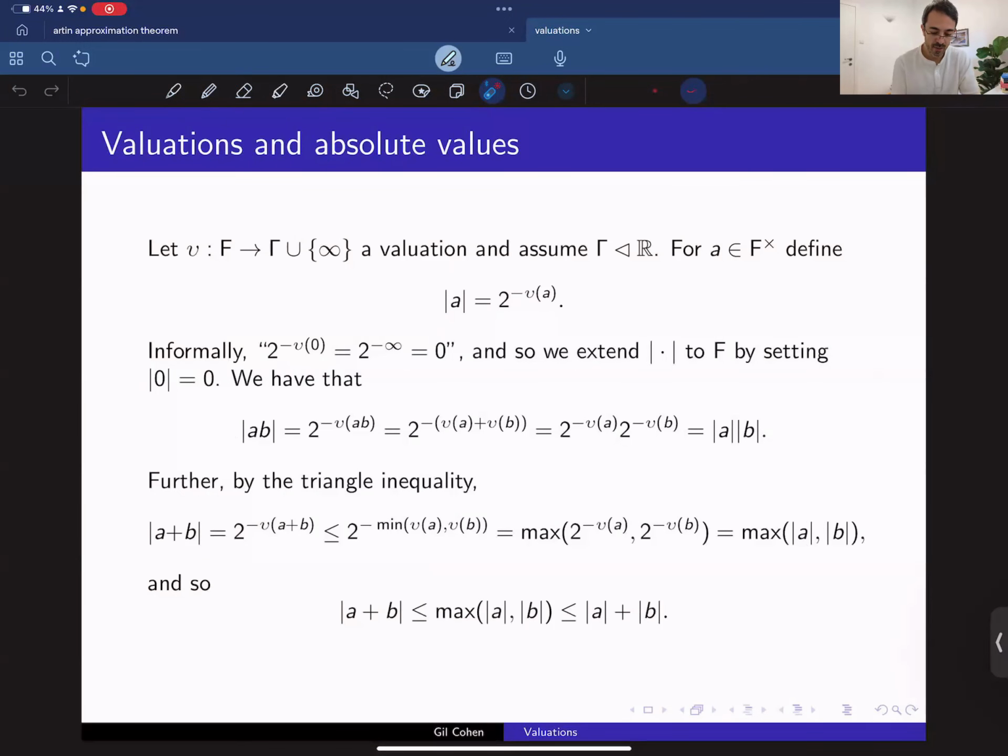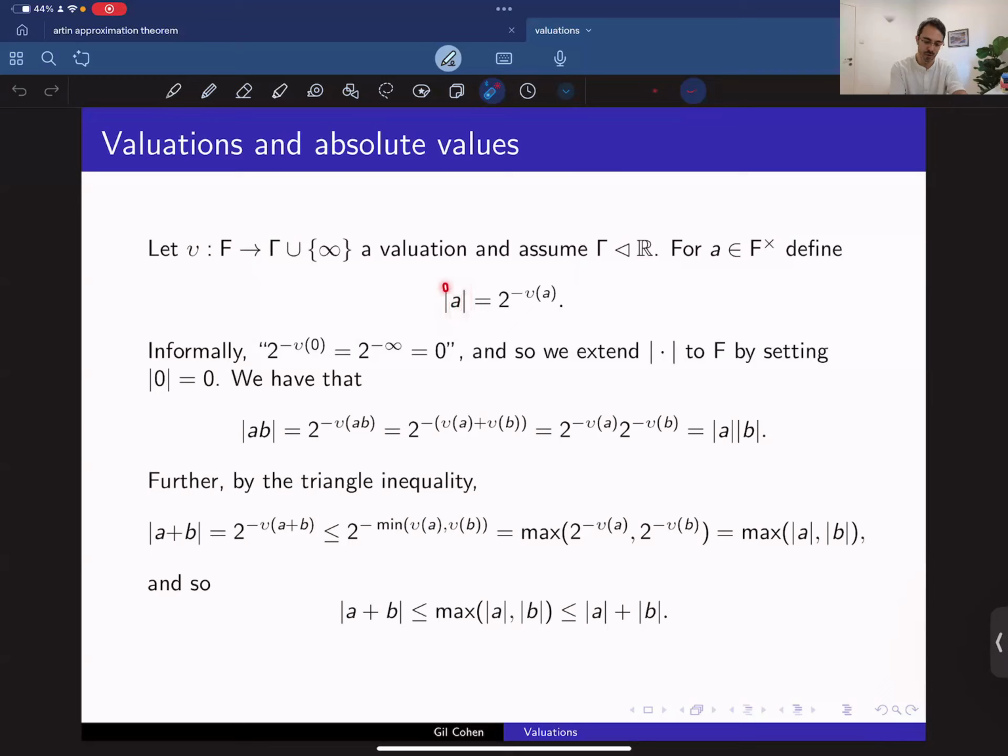So let's say we are given a valuation from the field to some ordered group. And as we'll see throughout essentially the rest of the course, the ordered group that we are going to consider in function fields is Z, or something that's isomorphic to Z. For that particular relation between valuation and absolute value, let's just assume that this is a subgroup of the reals, not necessarily Z.